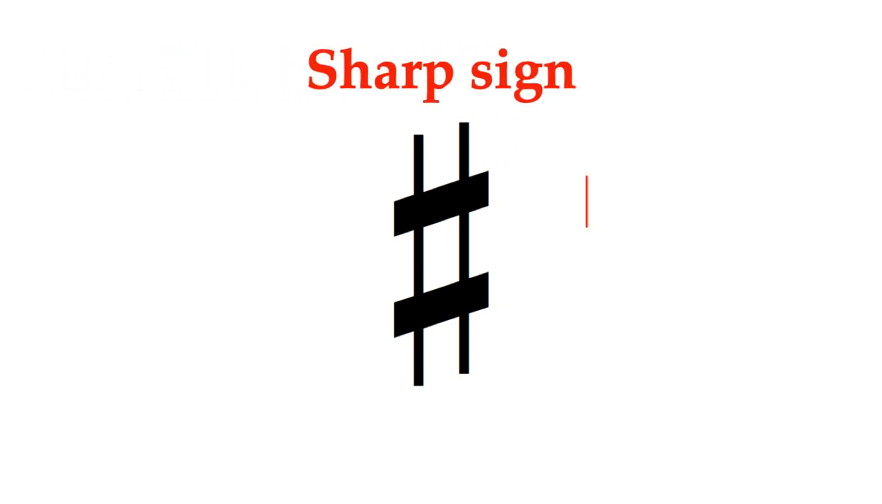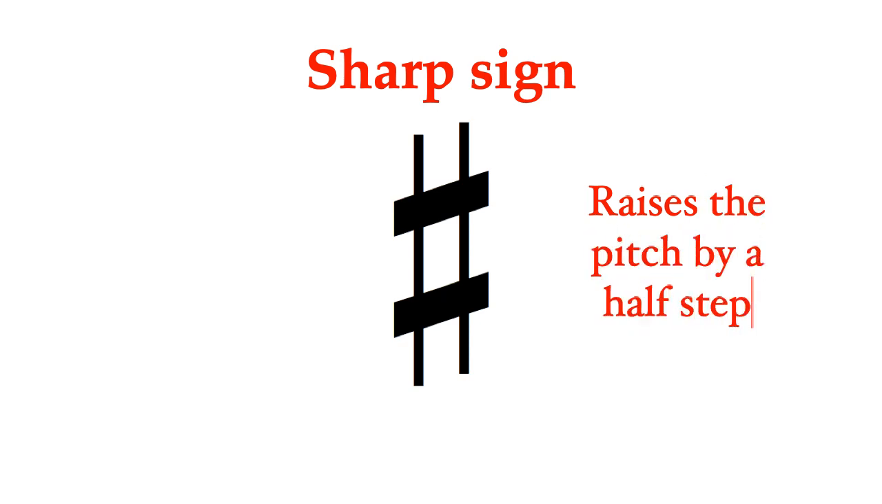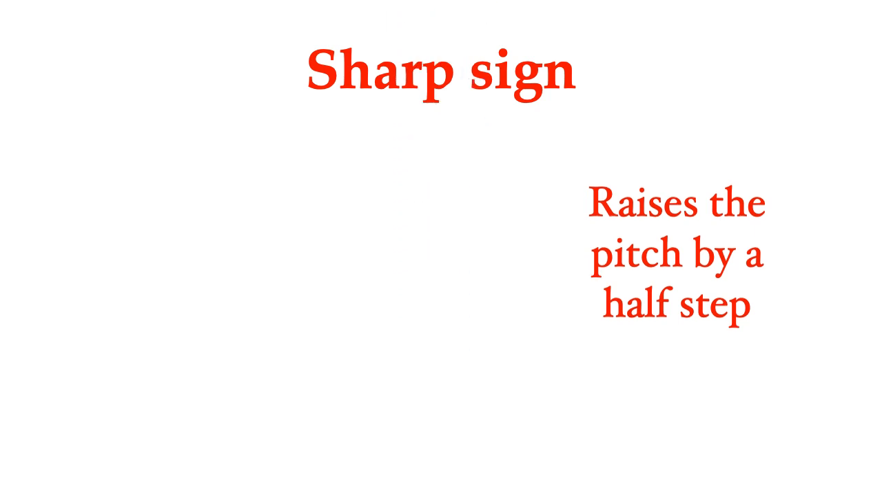The first accidental we're going to talk about is a sharp sign. A sharp sign raises the pitch of a note by a half step. So when you see a sharp sign in front of a note, it means that note is going to sound higher. Remember, sharp means the pitch goes up.